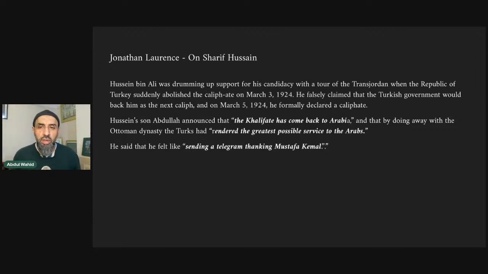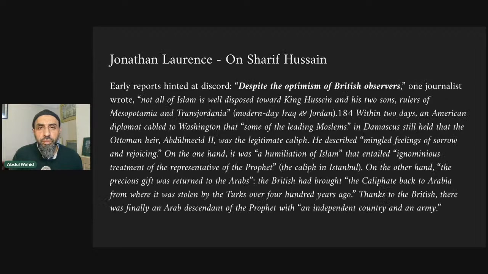His son, Abdullah, announced shortly after the demise of the Khilafah on the 3rd of March 1924 that he declared himself, Sharif Hussein, as an Arab Khalifa, and his son announced that the Khilafah has come back to Arabia. And in doing away with the Ottoman dynasty, the Turks had rendered the greatest possible service to the Arabs. What ugly nationalism is coming out. And he said he felt like sending a thank you telegram to Mustafa Kemal.